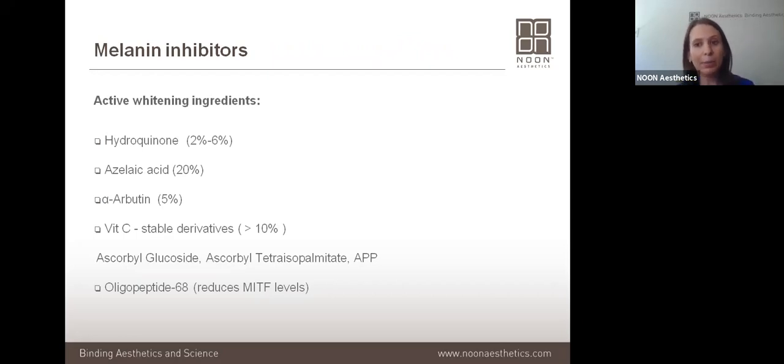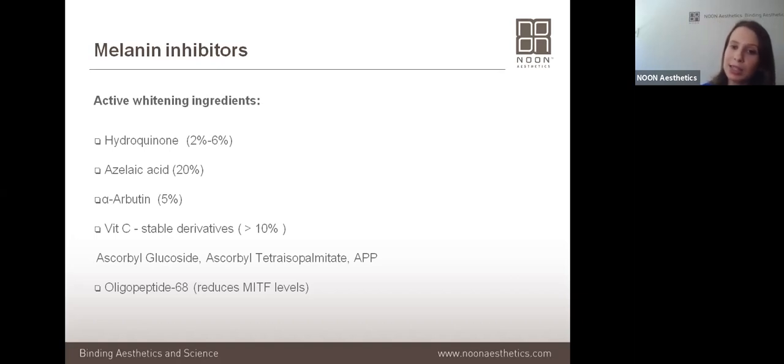So let's dig into the melanin inhibitors. Well, these are the active whitening ingredients that are used. The first one is hydroquinone, which, as I said, has side effects while using it or after the use. So it needs to be used carefully, and usually by using it gradually.